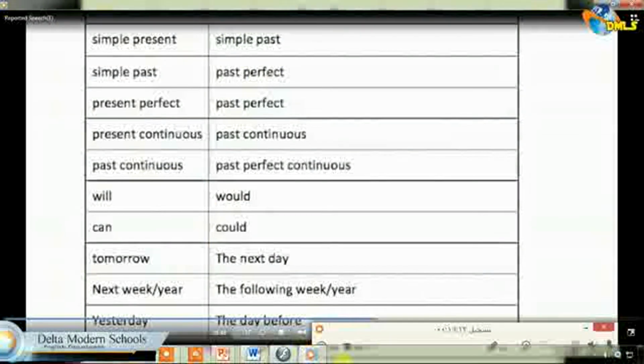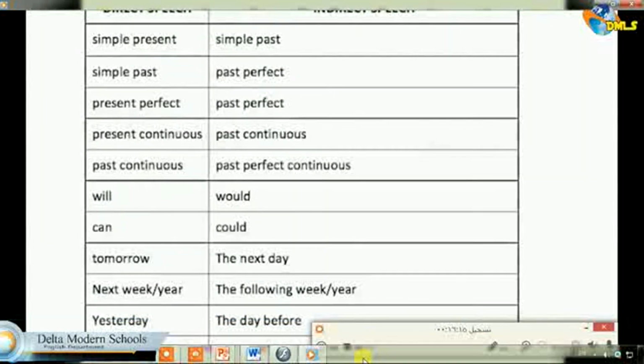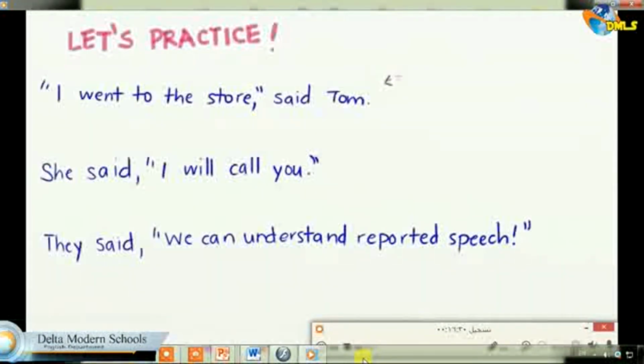We can use this chart to help us change direct speech to indirect speech. Whenever we talk in indirect speech, we must change the tense one step back. For example, the simple present changes to the simple past, and the simple past to the past perfect, and so on. Let's practice. "I went to the store" is an example of direct speech because we see quotation marks.